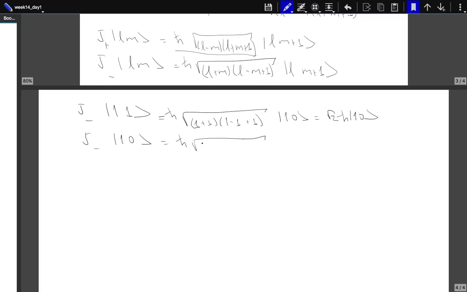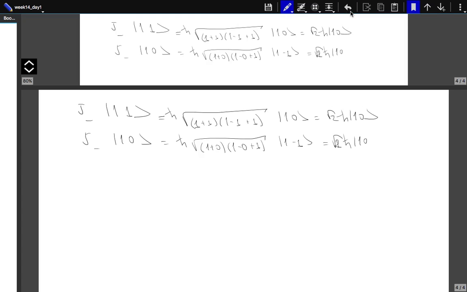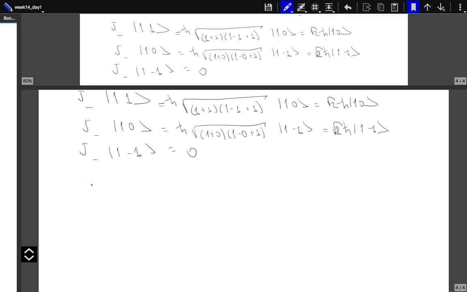J minus acting on |1,0⟩. This is ħ times the square root of (1+0)(1−0+1), |1,−1⟩. This is again √2 ħ |1,−1⟩. And J minus acting on |1,−1⟩, this is 0.